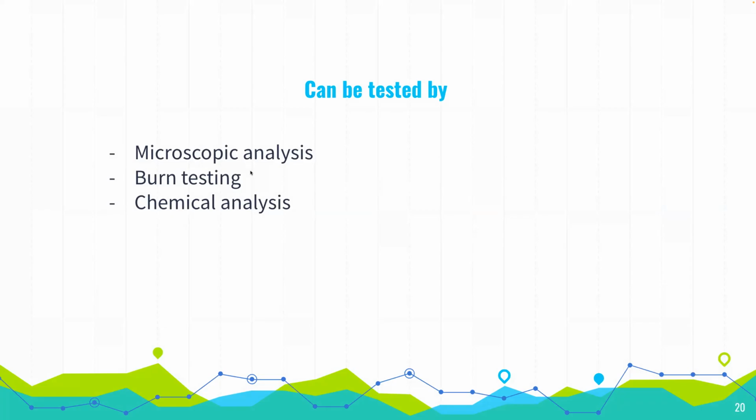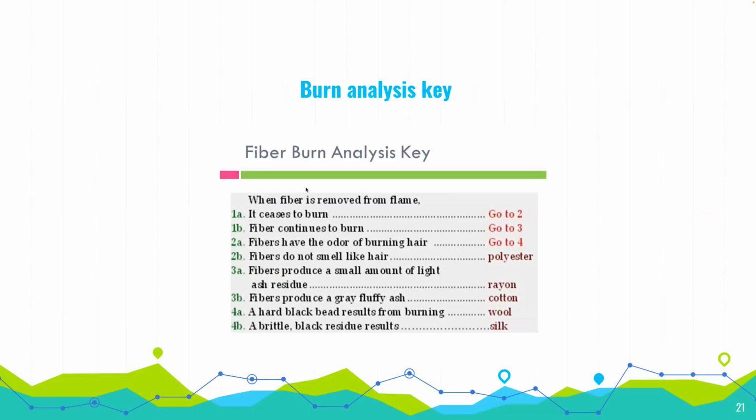All right, so these can also be tested by microscope analysis, burn testing, and chemical analysis. But today, I think we're going to be focusing on burn testing. To do this, there's a burn analysis key. They also come as charts, but I find that the key is easier to use. So basically what you first have to do is light the fiber on fire. Don't commit arson, kids.